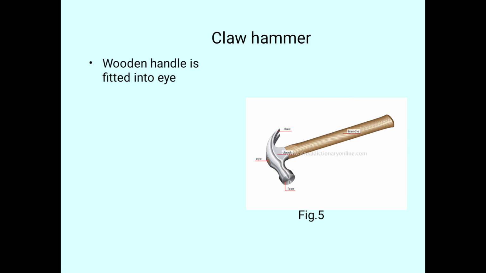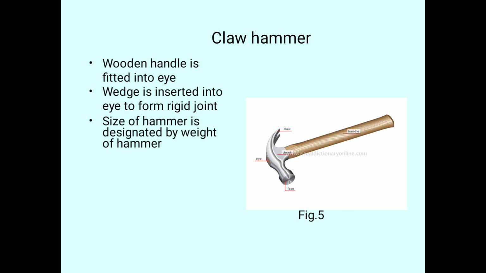Next, we can see here, the wooden handle is fitted into the eye. Next, a wedge is inserted into the eye to form a rigid joint. As in the case of the Warrington hammer, where we also inserted a wedge to make a firm joint, here also we can use a wedge, either steel or wood. We just have to insert the wedge into the eye to form a rigid joint.